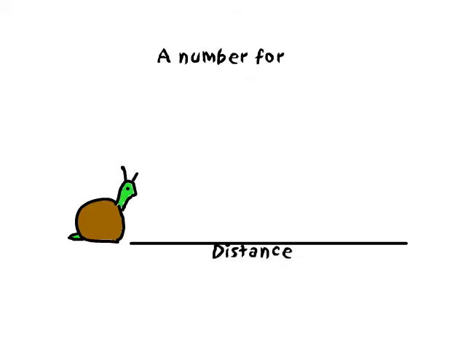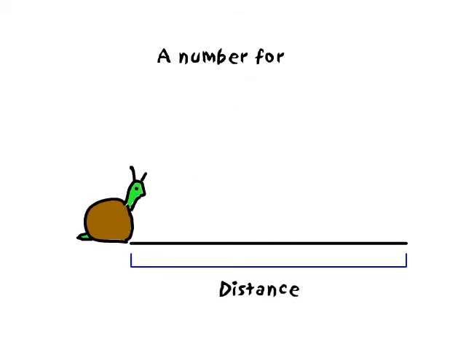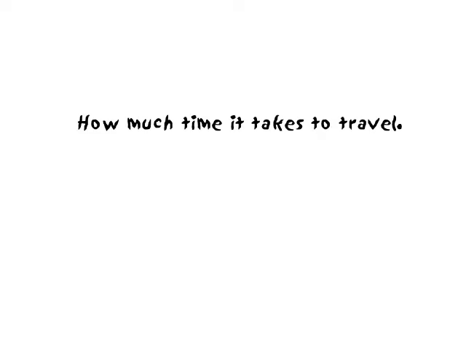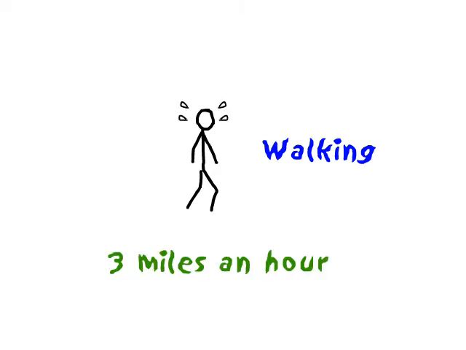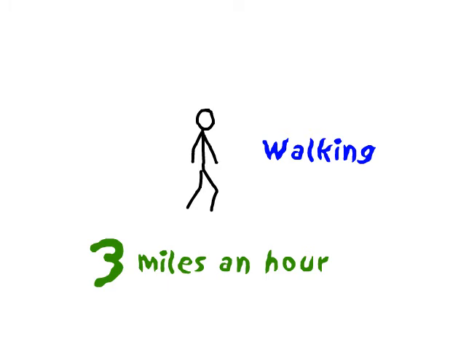We're also going to need a number for distance. And we're going to use miles. Now, how long is a mile? Well, the easiest way to measure it is to talk about how long it takes to travel a mile. Now, if you walk at a nice, easy pace, you'll go about 3 miles in an hour. Of course, you have to keep up a steady pace, but I'm sure you can do that. Now, there's our speed number, 3. And it stands for 3 miles in an hour.